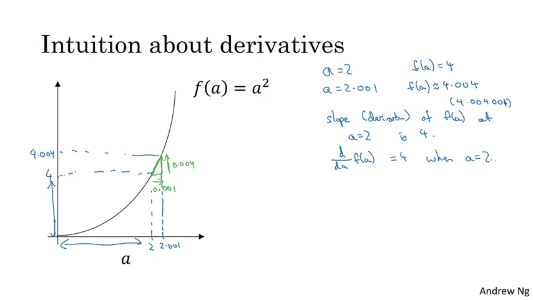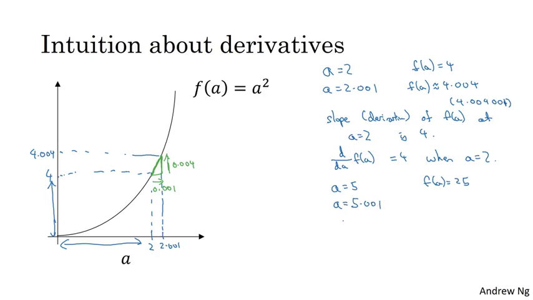Now, one thing about this function f of a equals a squared is that the slope is different for different values of a. This is different than the example we saw on the previous slide. So let's look at a different point. If a is equal to 5, so instead of a equals 2, we now have a equals 5, then a squared is equal to 25. So that's f of a. If I nudge a to the right again, it's a tiny little nudge to a.